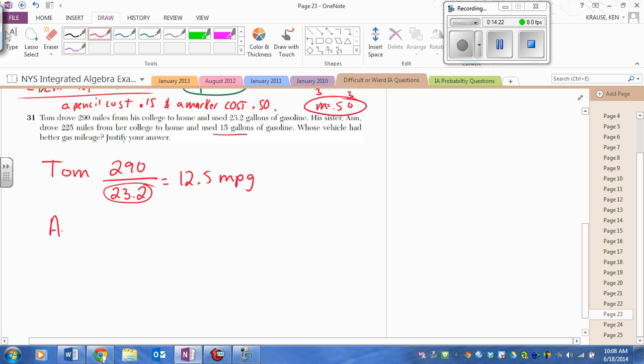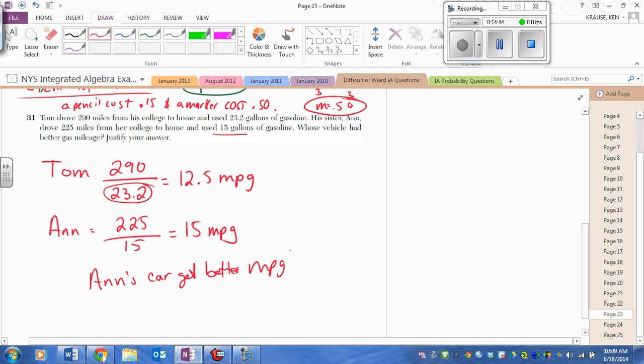And his sister Ann drove 225 miles and used 15 gallons of gasoline. So she gets 15 miles per gallon if you divide those. Whose vehicle had the better mileage? Ann's car gets better miles per gallon.